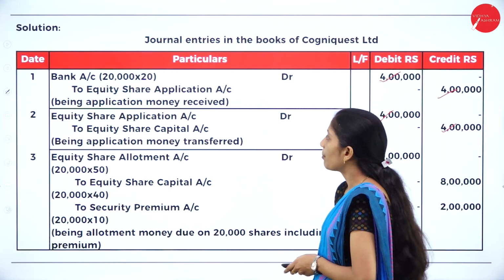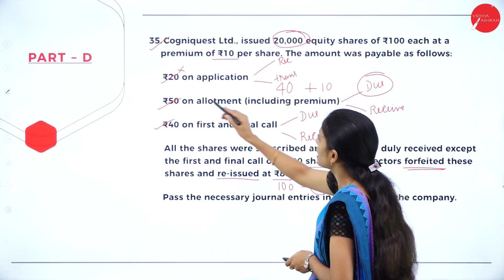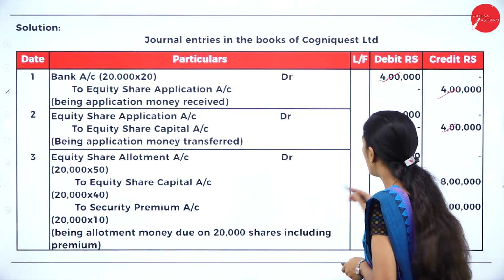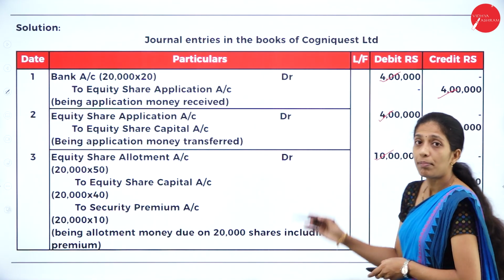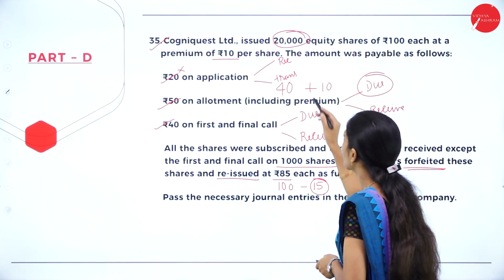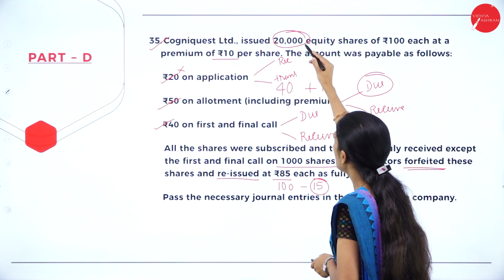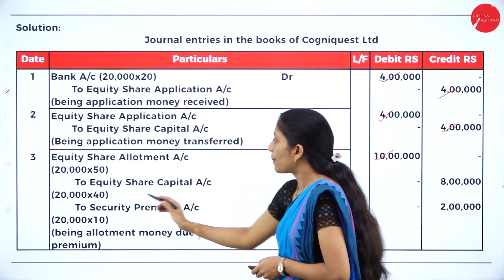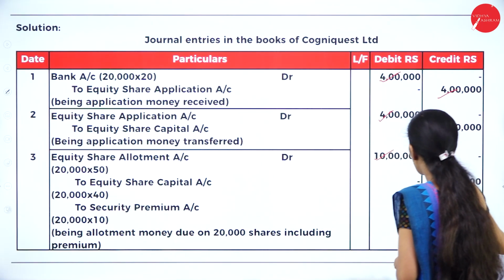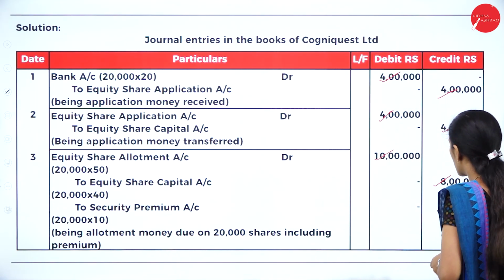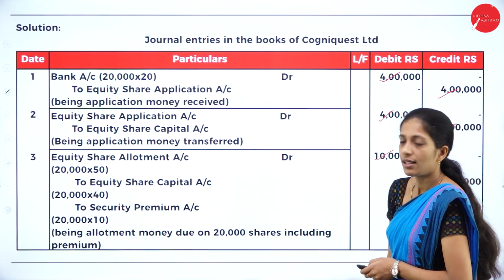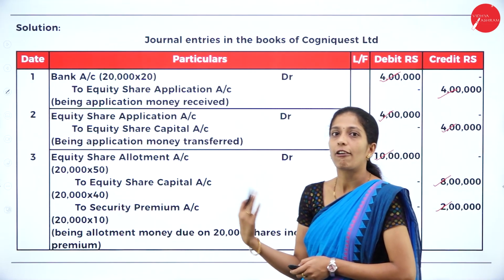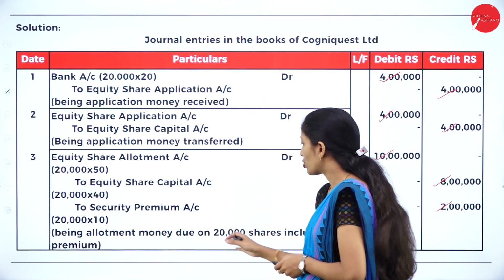Now, how do you record the amount? So, 20,000 into 50. Okay. So, that is for equity share allotment. That is 10 lakh. But we have premium also. So, that is 20,000 into 40 and premium is 20,000 into 10. So, equity share capital 20,000 into 40. That is 8 lakh. To securities premium 20,000 into 10. That is how much? 2 lakh. So, your narration is being allotment money due on how many shares?